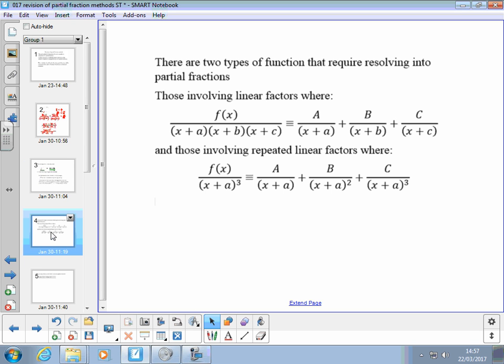What we're going to look at this afternoon are two types of function that require resolving into partial fractions. Those involving linear factors, such as f of x is x plus a times x plus b times x plus c, resolved into three separate partial fractions. But also those involving what's called repeated linear factors, where you've got something like a function of x over x plus a to a power. Okay? And that will resolve into three partial fractions like those on the board. So we're going to have a go at examples of both of those.